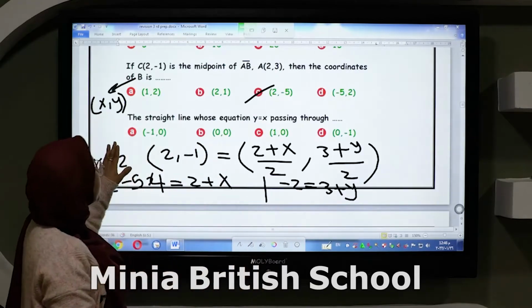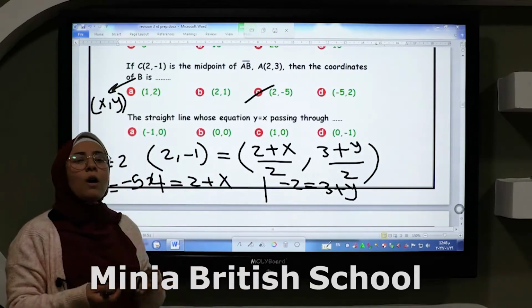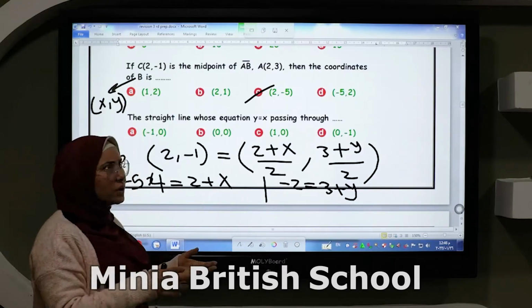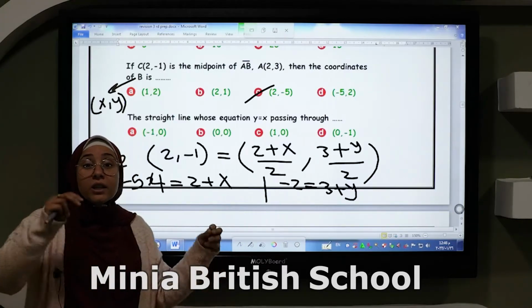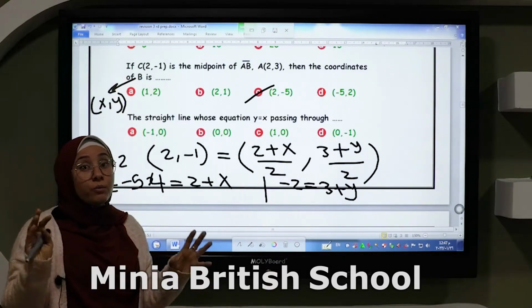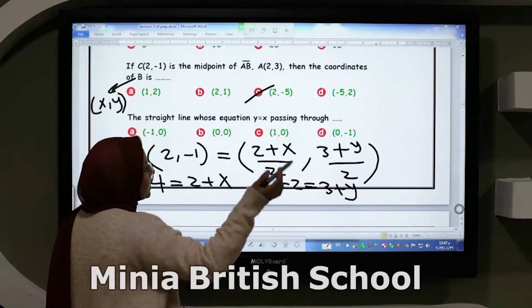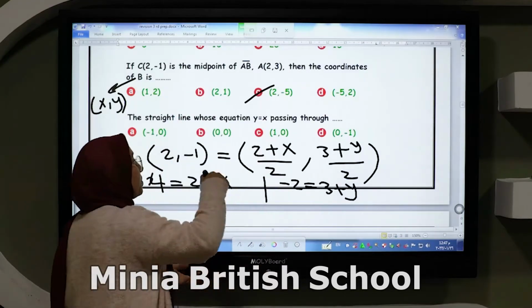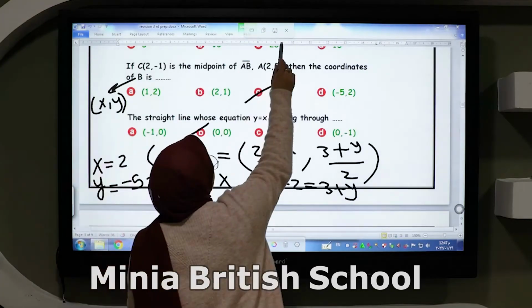Last one, the straight line whose equation Y equal X passing through what? Here you don't have C, the intercepted part from Y axis. So this straight line passes through the origin point.